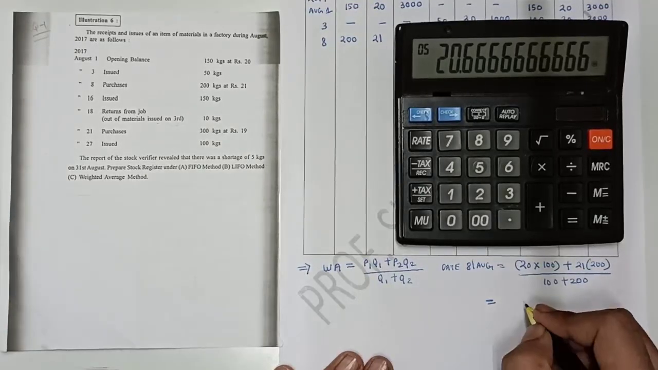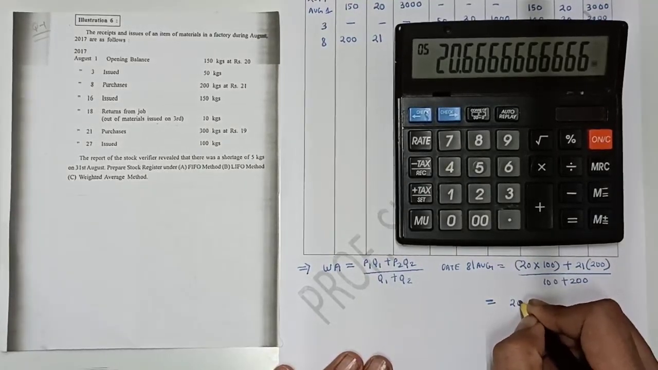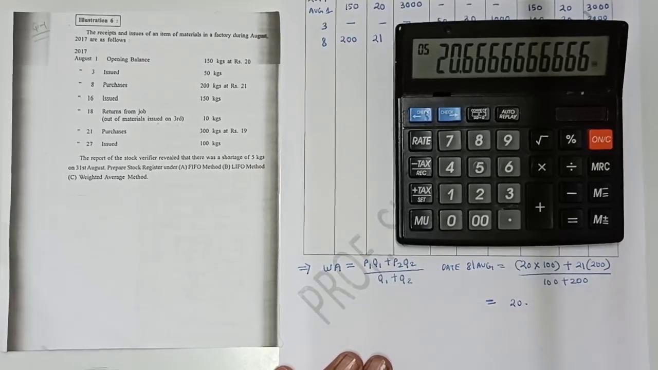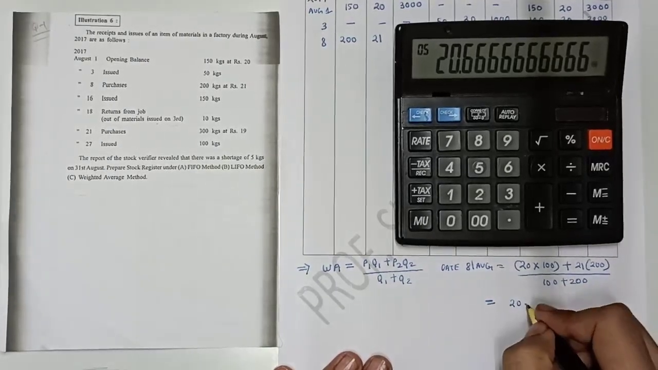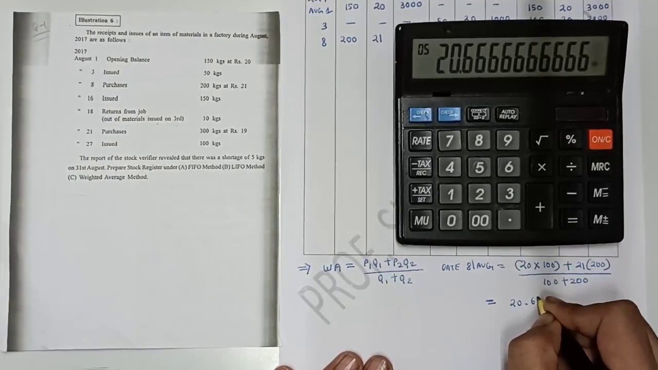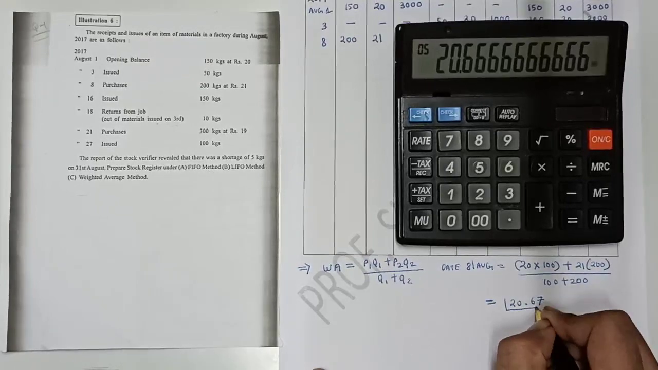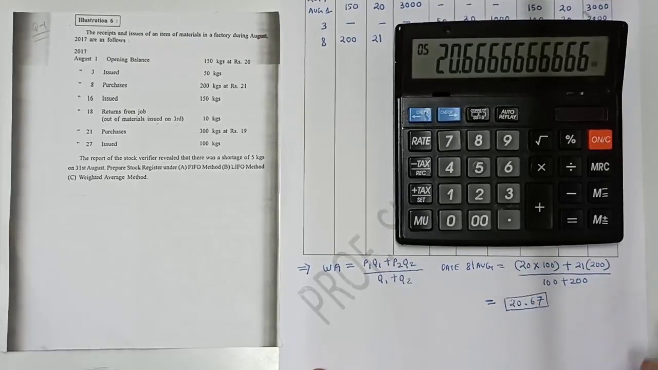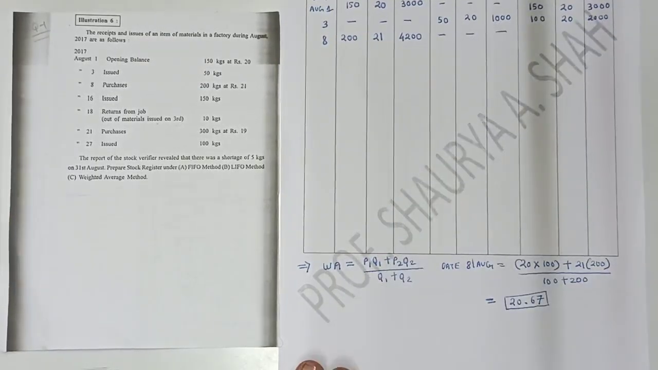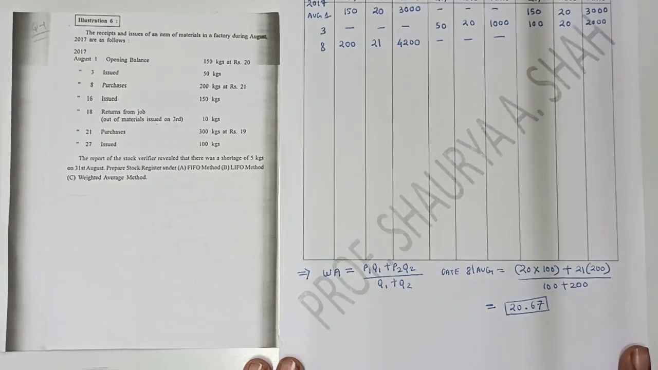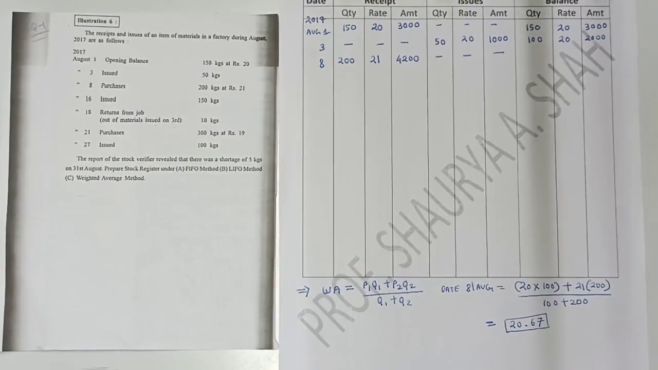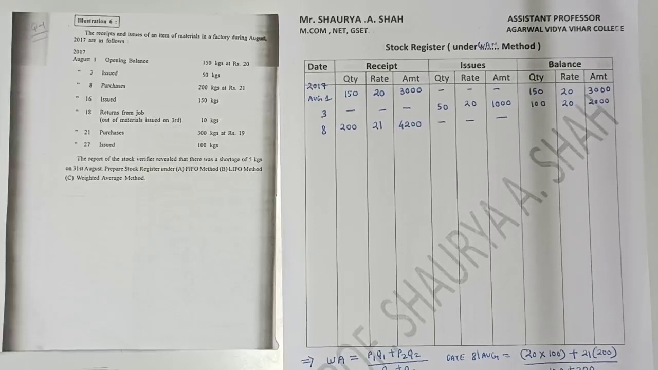So what you need to do, students, is take 20 point up to 2 decimal you can take, right? You can take up to 3 decimal also, but we'll take 2 decimal for accuracy. So 20.67 I'll take as my first weighted average price, right? So 20.67 is my first weighted average price. I hope it is clear.